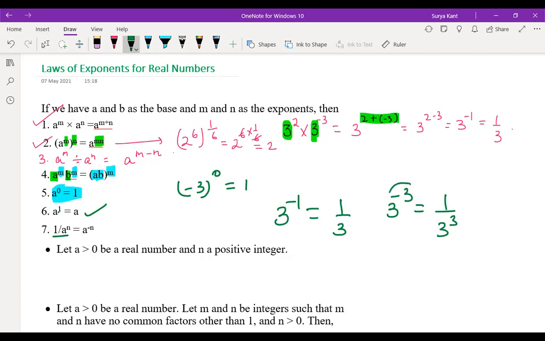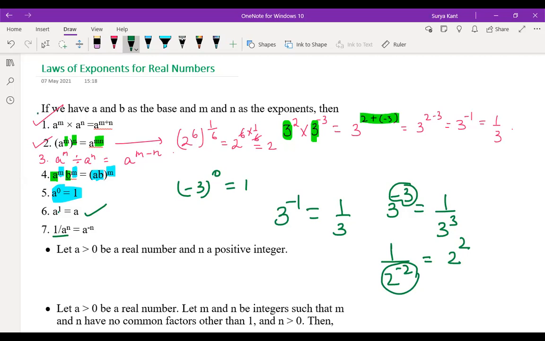If we are changing the negative sign, then the thing will get reversed. If I'm writing 1 by 2 to the power minus 2, we can write it as 2 to the power 2. Is it clear, children? Yes, sir. If you are changing the negative sign to positive, we have to take the reciprocal. If it is down, we can take it up and write it positive.